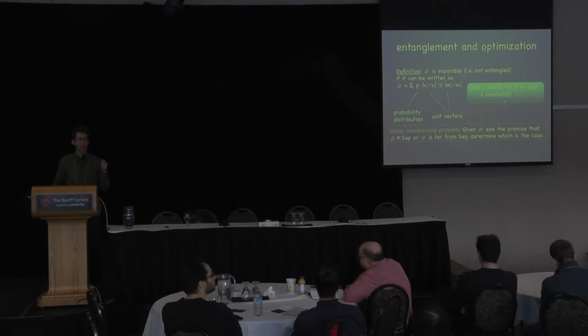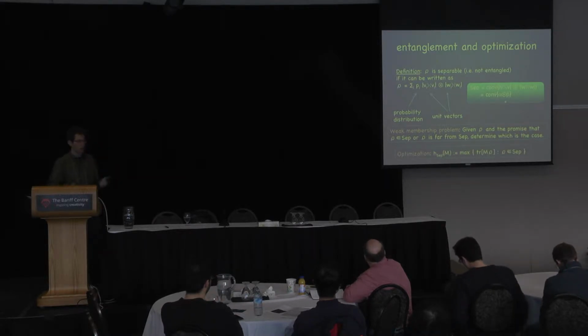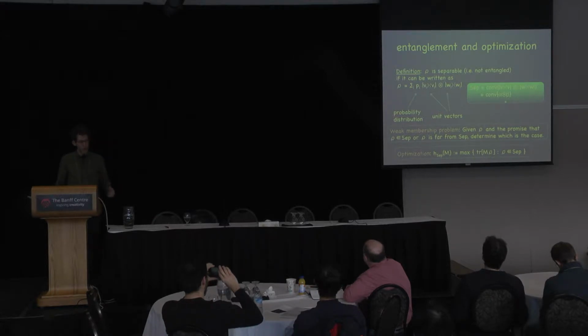And this is a convex set, right? This is a convex hull of a bunch of points. And so the weak membership problem is roughly equivalent to the linear optimization problem. This is not true for all sets, but it is generally true for convex sets. If you can do one, you can do the other.